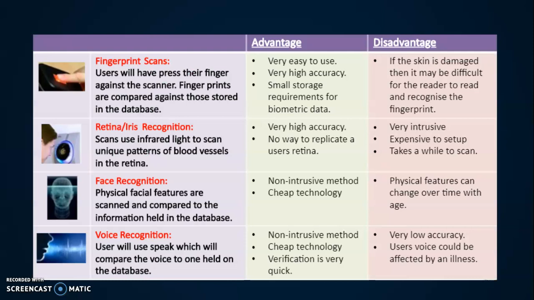Here we have 4 examples of biometric authentication. The first one is fingerprint scan. Second, retina or iris recognition. Third, face recognition. Fourth, voice recognition.